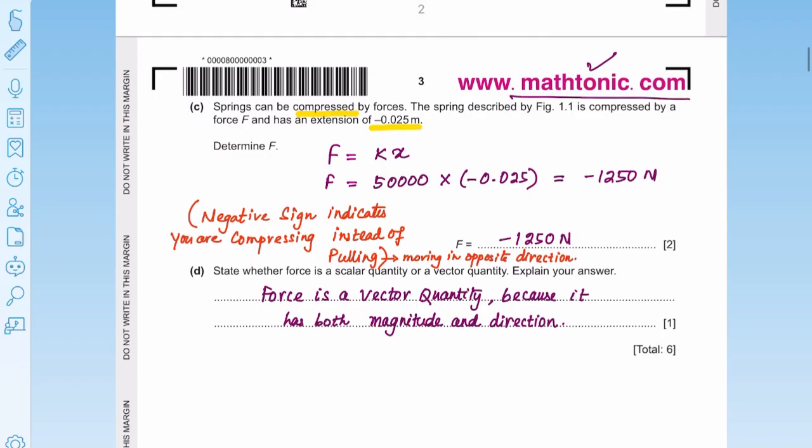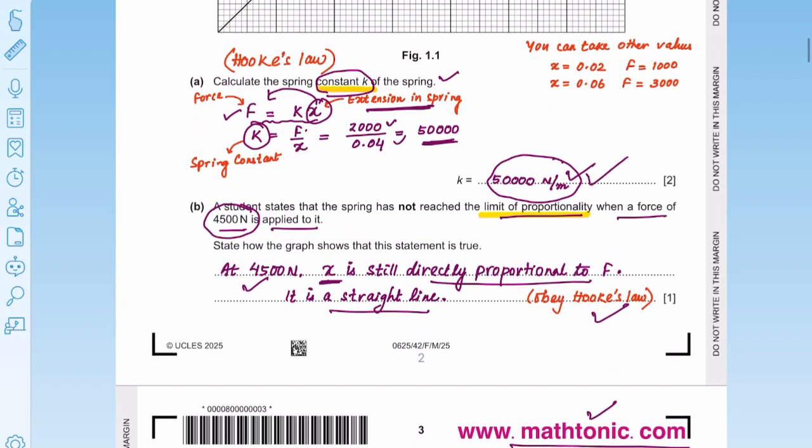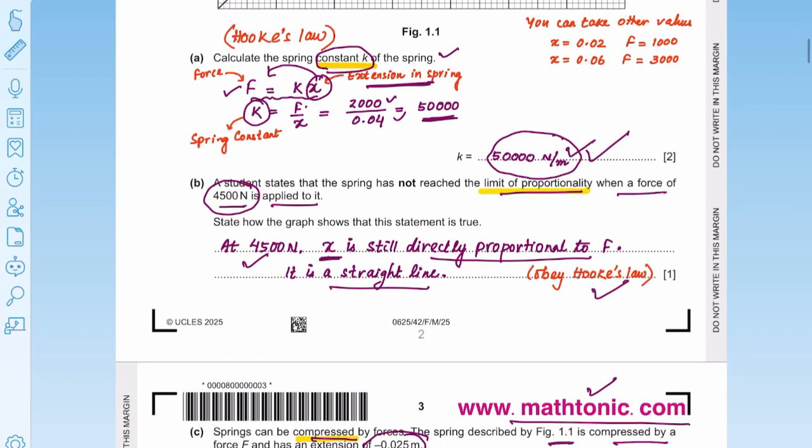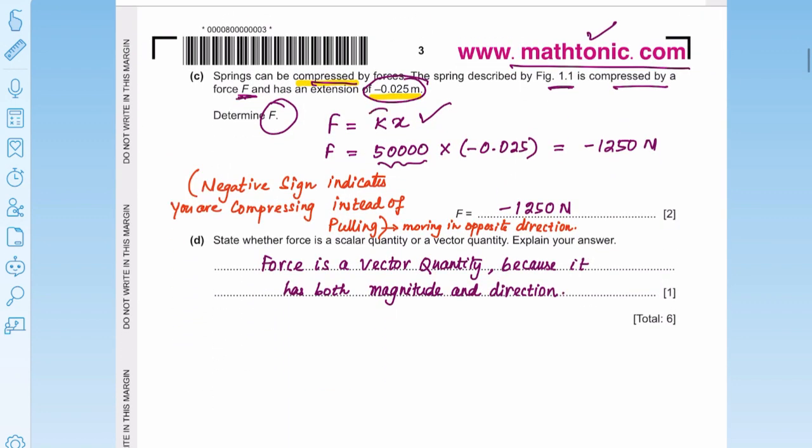Okay, next question part C. The spring can be compressed by forces. The spring described in this figure, the graph, is compressed by force F with an extension of negative 0.025. So the formula to determine F is F equals Kx. Already we have done Hooke's law. As per the question, from the previous part we got K equals 50,000 Newton per meter, right? So in place of K, I am putting 50,000. x is given already, negative 0.025.